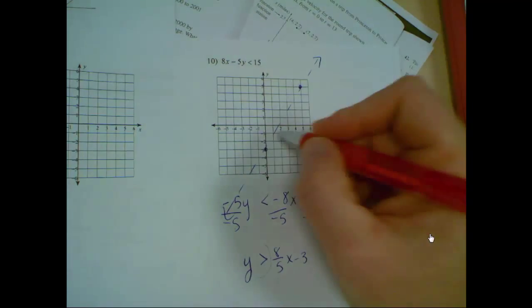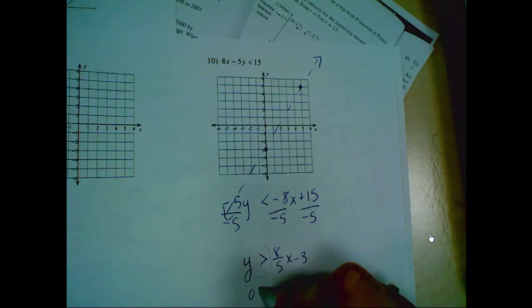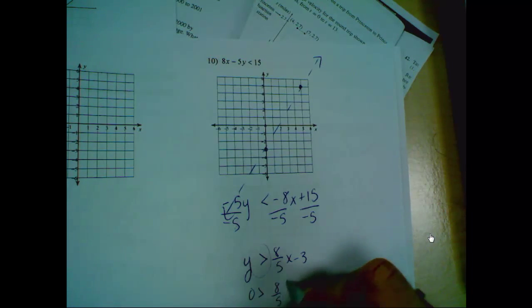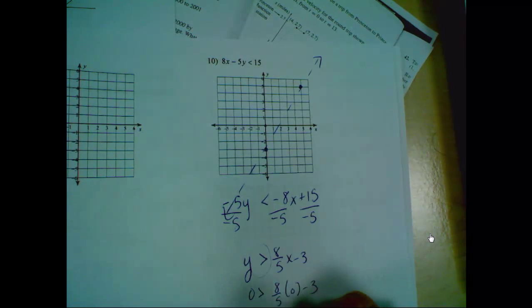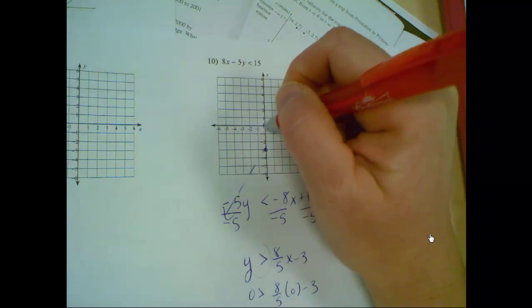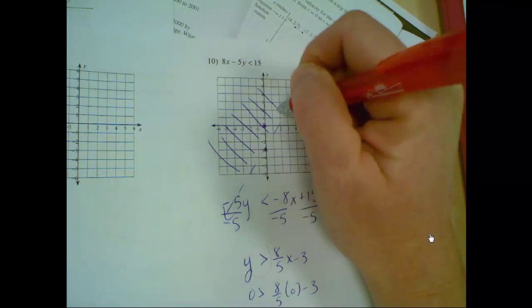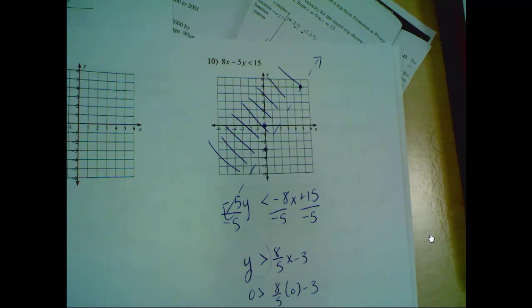I'm going to check the point 0, 0. I'll plug it in right here. 0 is greater than 8/5 times 0 minus 3. 0 is greater than -3. That is true. So I'm going to include this point in my shading, and I'm done.